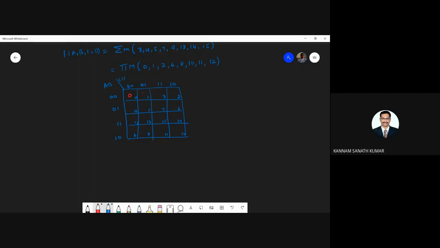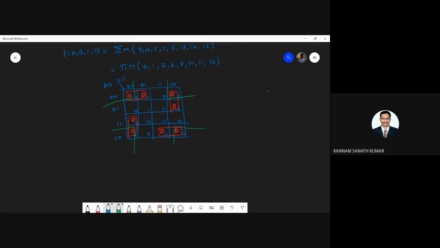Okay, 0 1 2 6, 8 10 11 and next 12. So if you see, this one makes one pair, this one makes one pair, this one makes one pair, this one makes one pair. And next, this one makes one quad. If you combine these four zeros, this one makes one quad.